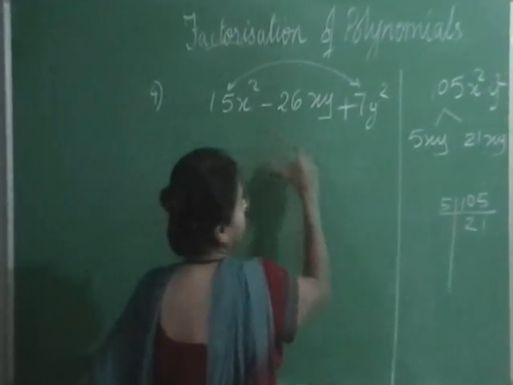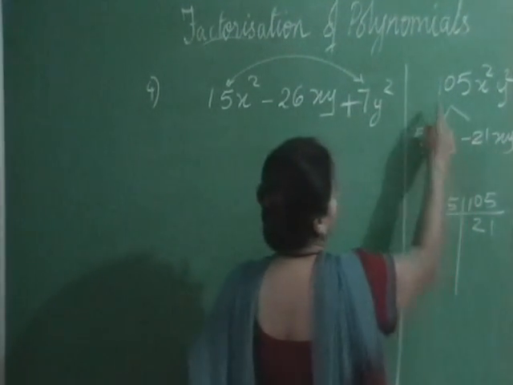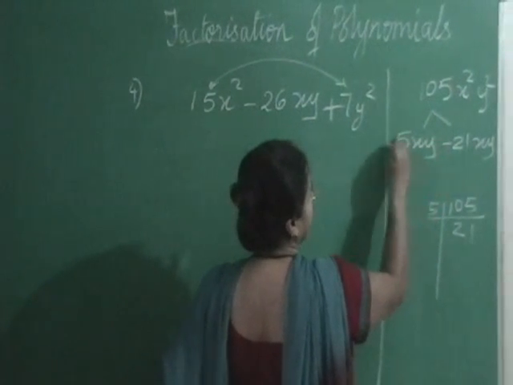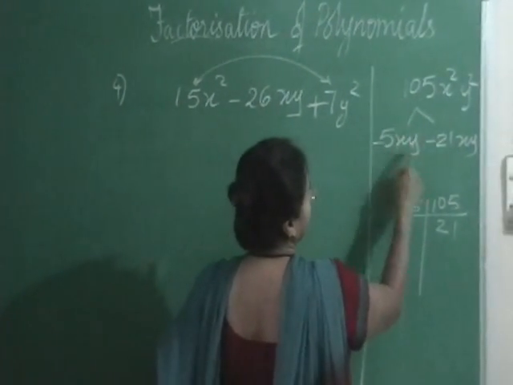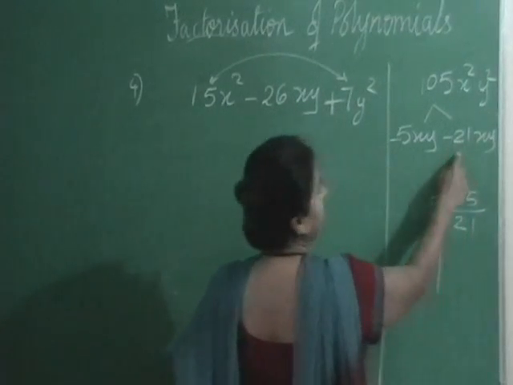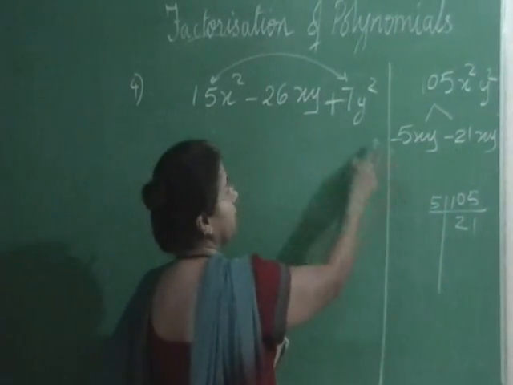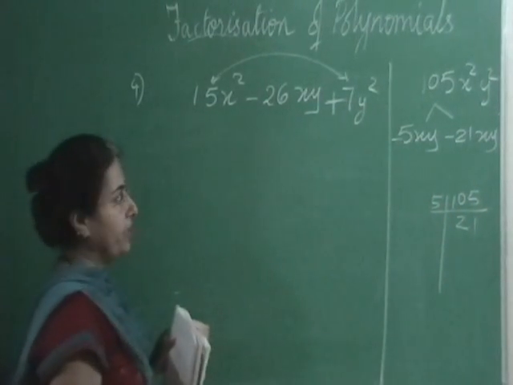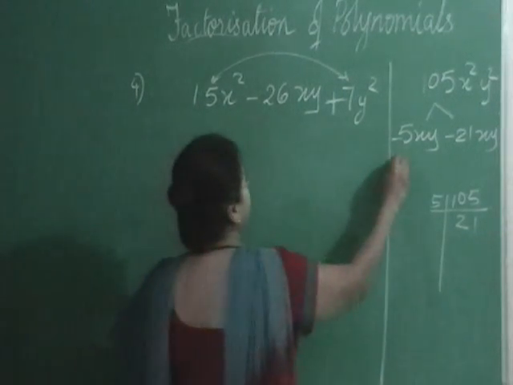The middle term is negative and I want a positive answer, so minus into minus gives me plus. 5 into 21, 105, xy into xy, xy square. Minus 21xy minus 5xy gives you minus 26xy. So this is the right partner.